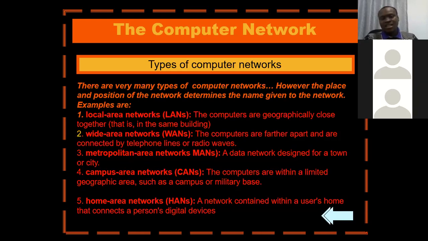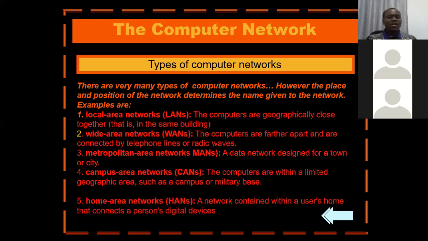The CAN is an additional network. I said before that the position and place of a network determines the name given to it. When you have a campus network, it is known as the campus area network. The computers are within a limited geographical area, such as a campus or military base. Those are part of the CANs.